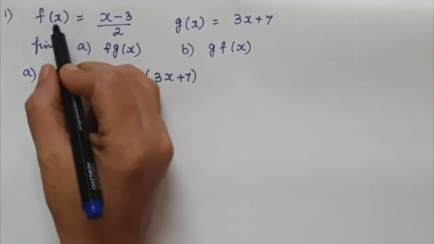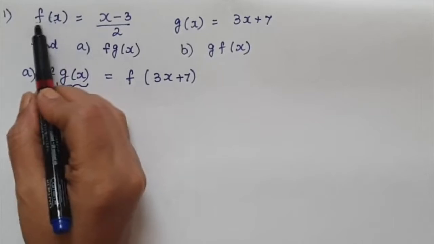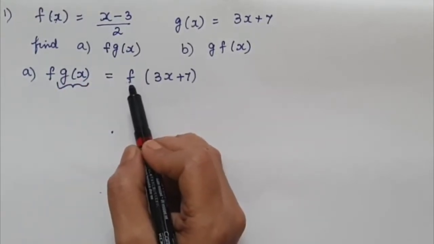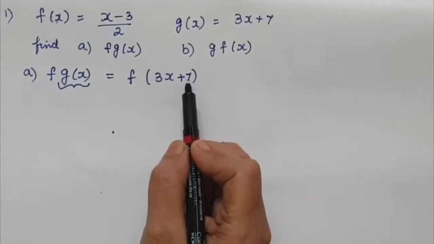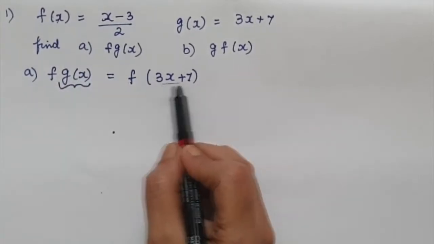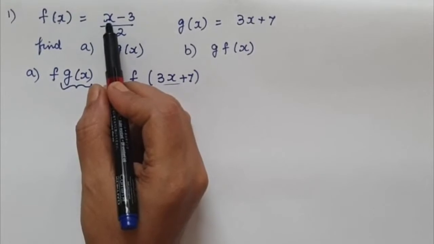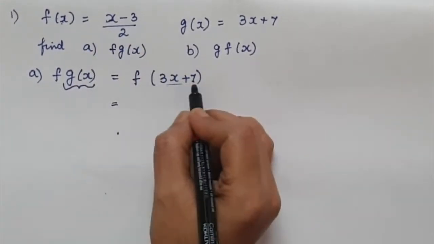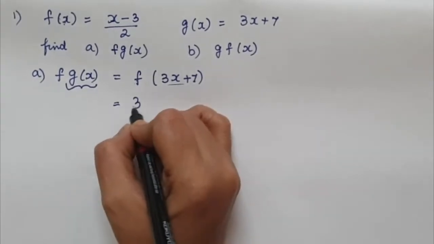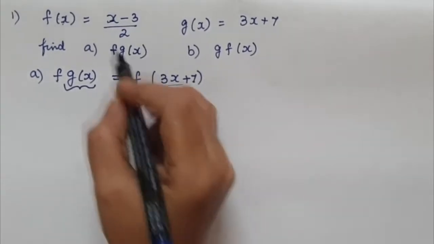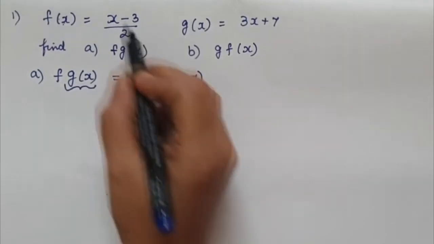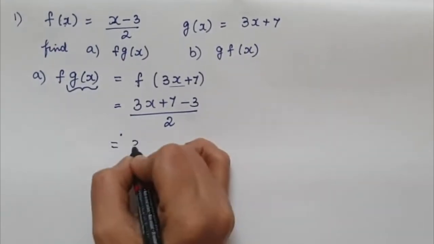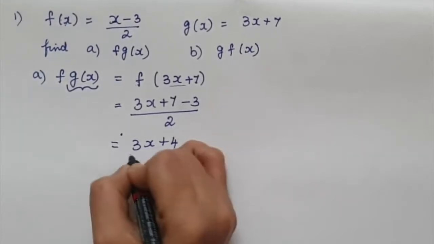Now we compare it with our f of x. Now this is f of x, means we have x on the right side. But here we have f of 3x plus 7. So instead of x, we have a 3x plus 7. So on the right side also, we substitute x. Wherever there is an x, you replace it by 3x plus 7. So x I substituted as 3x plus 7, minus 3, divided by 2. So it will be equal to (3x plus 4) over 2.